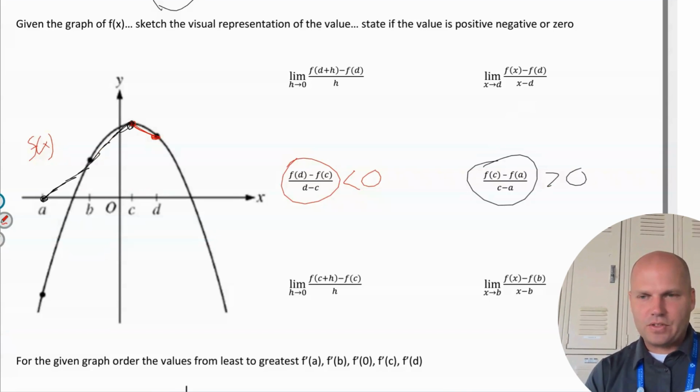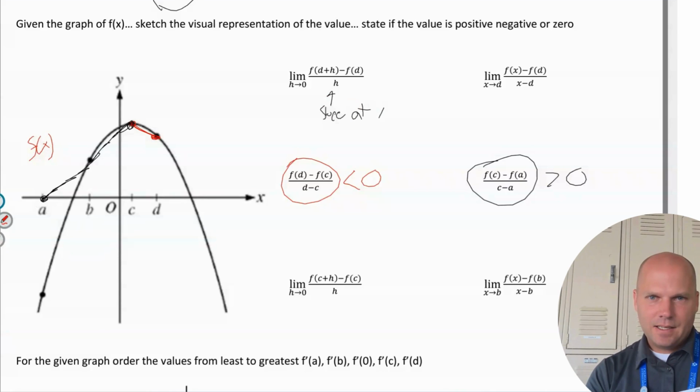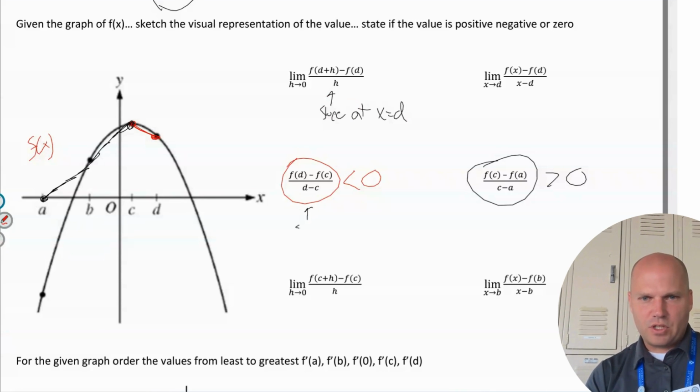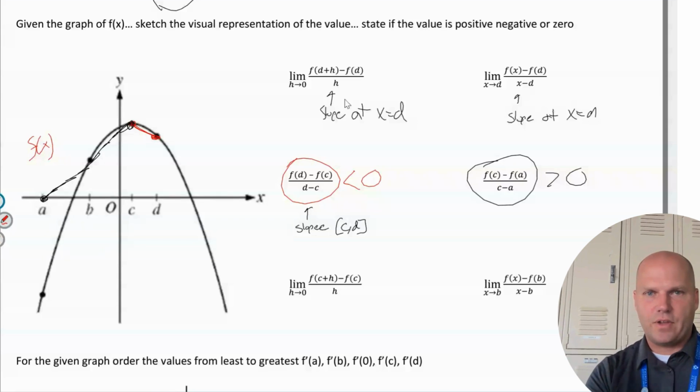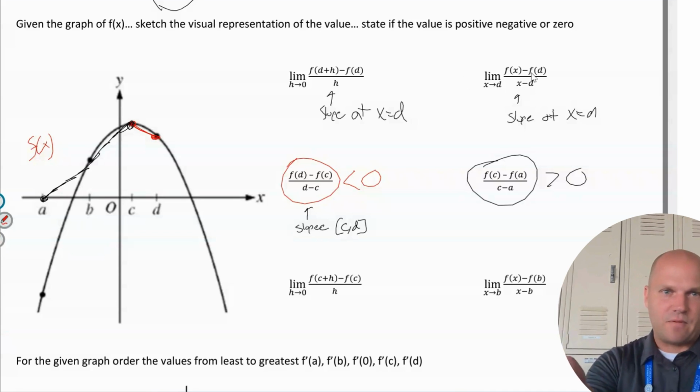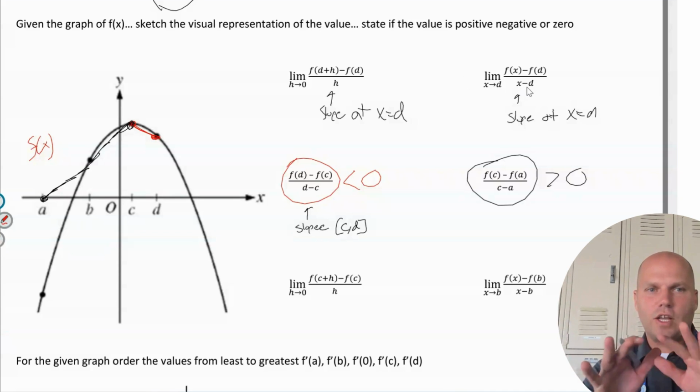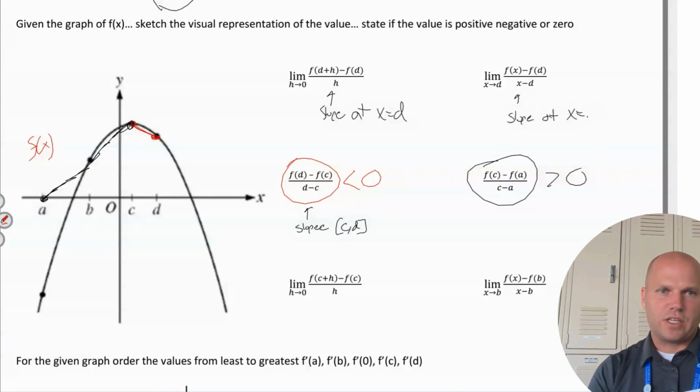Now, this is where it's important. This is slope, but it's the slope at D. This would be the slope over the interval C to D. This would be the slope as well at D. What is the difference between these two? They're just the same form of one another. If you plugged in D, you get f of D minus f of D over D minus D, which is 0. So these are the same things, they just look different.